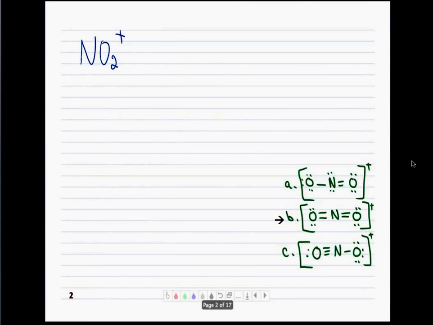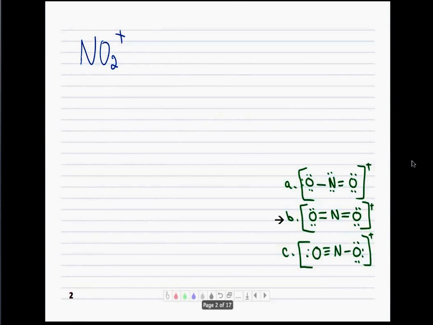Now the total number of valence electrons: nitrogen belongs to group 5A, so it's going to have 5 electrons. And I have 2 oxygens, each belongs to the same group, which is 6. And I have a plus in there. That means this whole polycation lost 1 electron. So I'm going to put minus 1 electron, because a plus means a cation, that means lost 1 electron. So I'm going to have a total of 16 electrons.